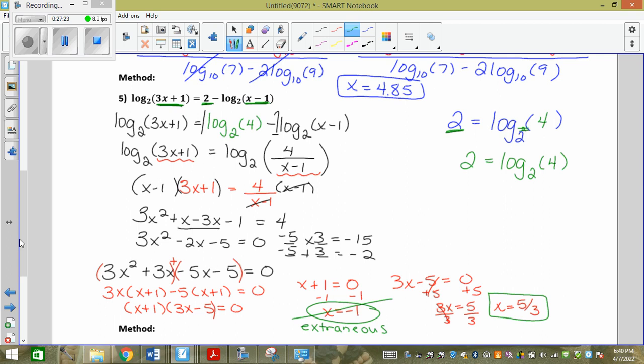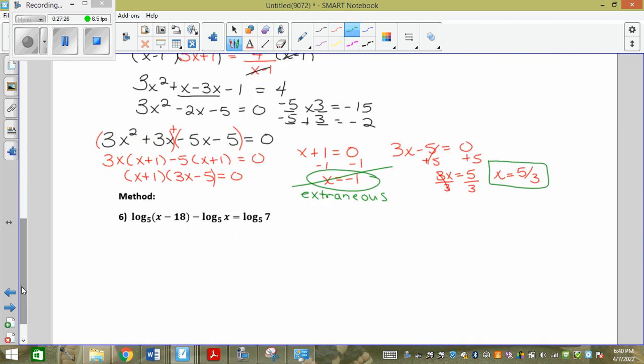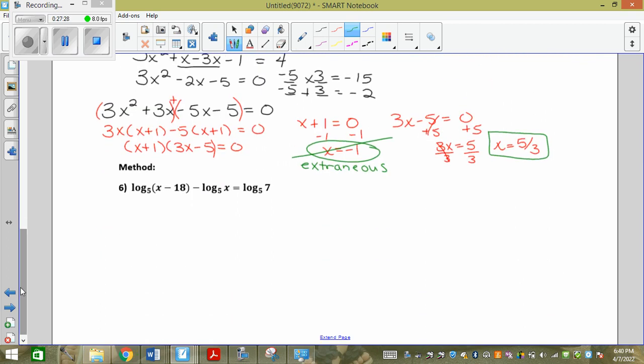Remember, you can also y1, y2 that and check. This one here is all logs, so it's in a really good spot already. So I just have to make sure the logs have 1s in front, which they do, and then I can put them together.